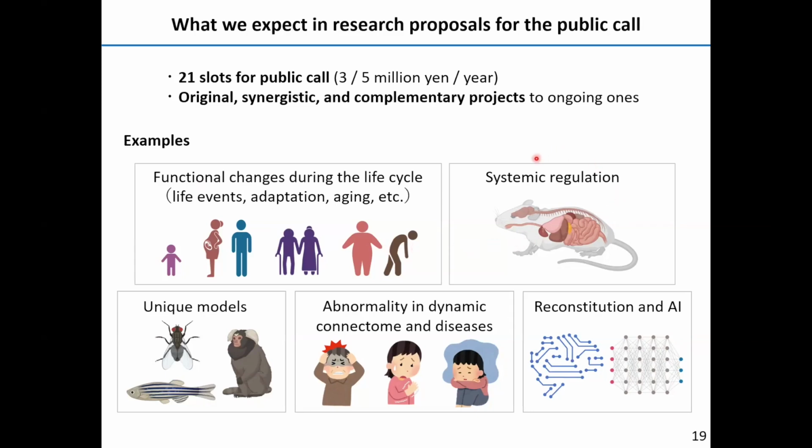Also, we do think that the nervous system is not limited to the brain. It's connected to every part of the body, and that is quite important. So, yeah, systemic regulation is another important target. Also, we do respect the study in other model organisms, from Drosophila to the primates. Also, we think that some problems in a dynamic connectome may have important connection to diseases. So we do support a proposal related to the disease.